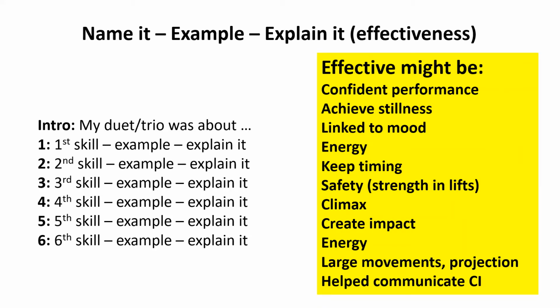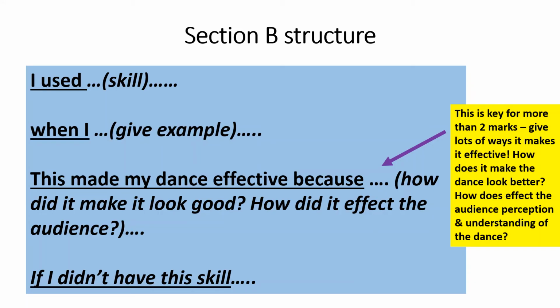A good way to start your answer is to explain your dance briefly. So for example, if your question was about choreography, then a good place to start would be by telling the examiner what your choreographic intent is. This means that the rest of the essay answer will flow on nicely and it will all make sense. So if we look at this structure in more detail, we can follow the basic structure the same every time you answer a section B question.